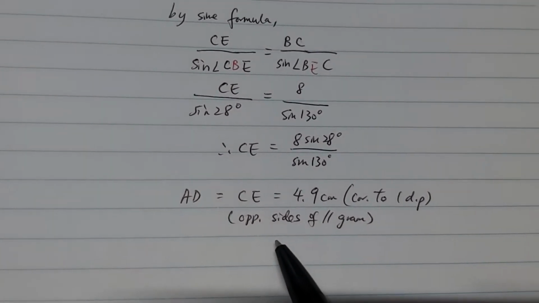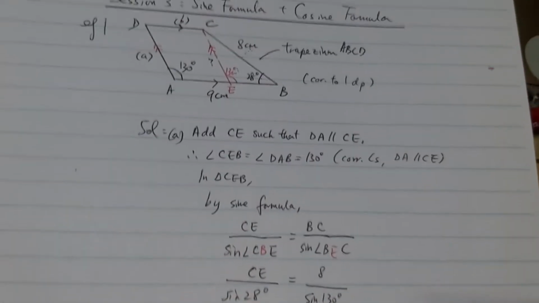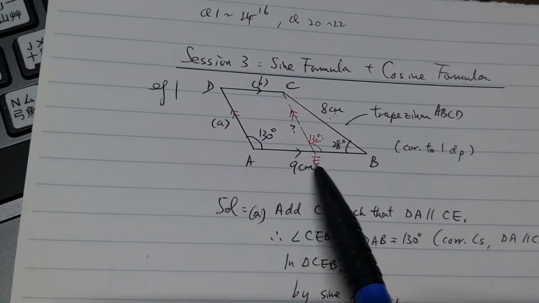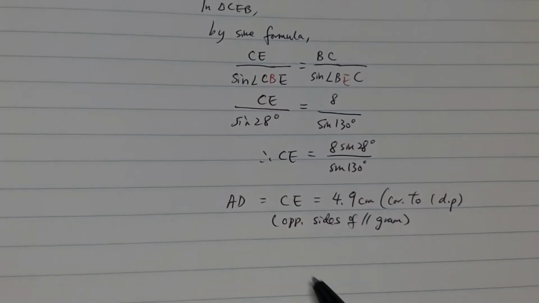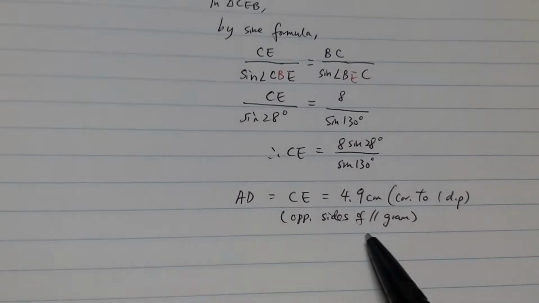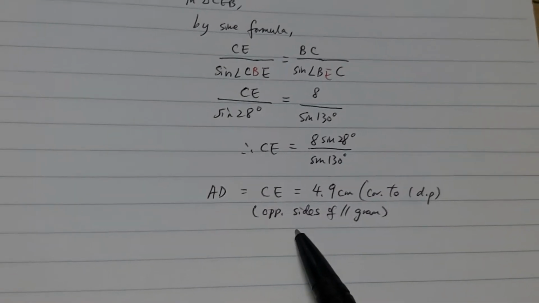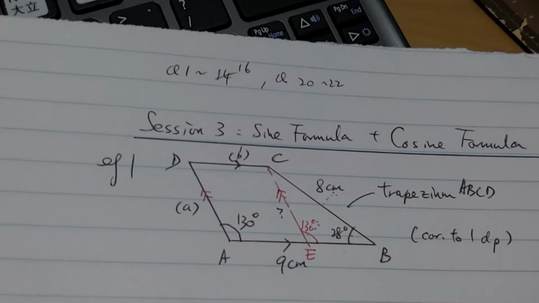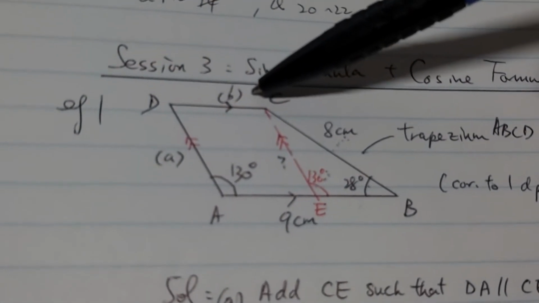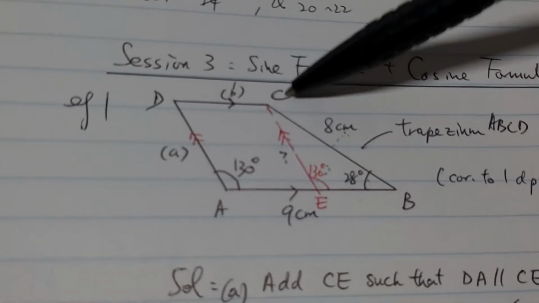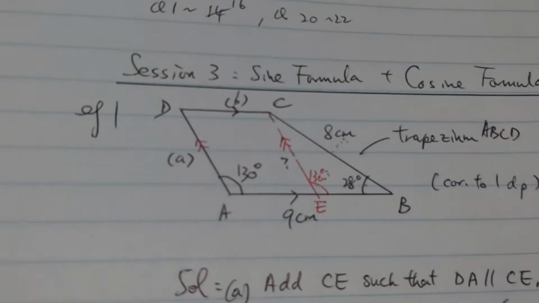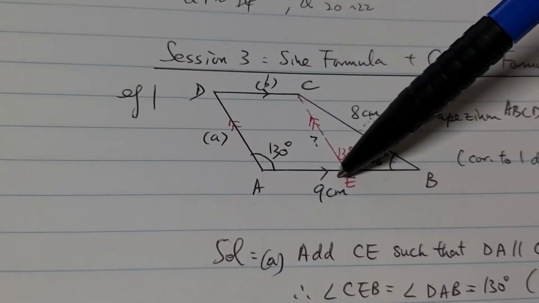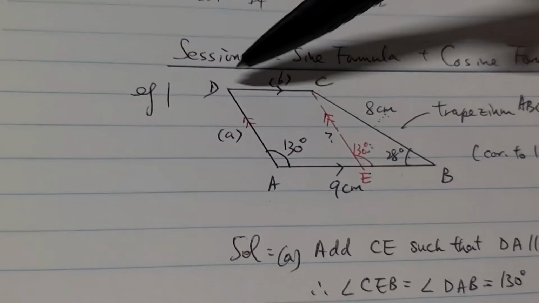And we can write down the reason why AD is equal to CE. AECD is a parallelogram, so the opposite sides of a parallelogram are equal. So we can write: opposite sides of parallelogram. Okay, we go to part B. Part B asks for the length of CD. The length of CD is actually just the length of AE. If we can find AE, we can find DC.